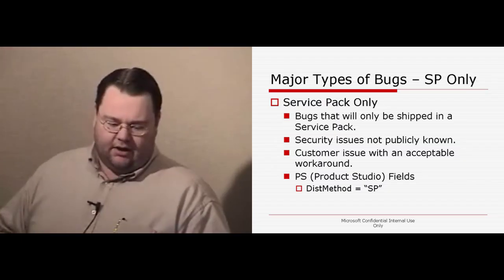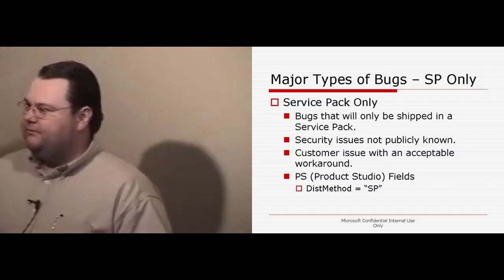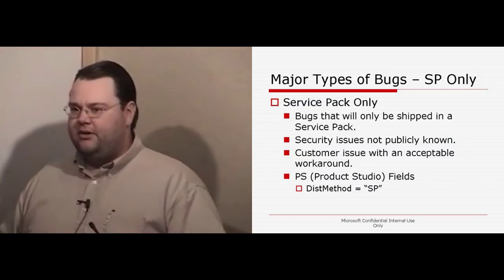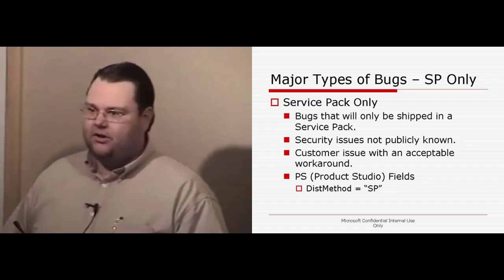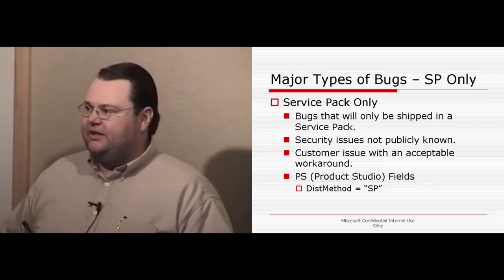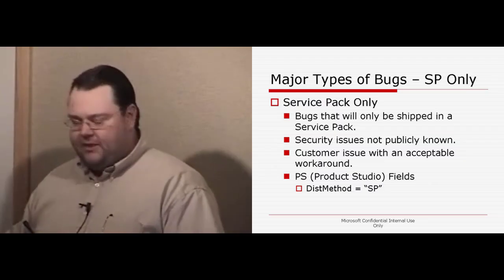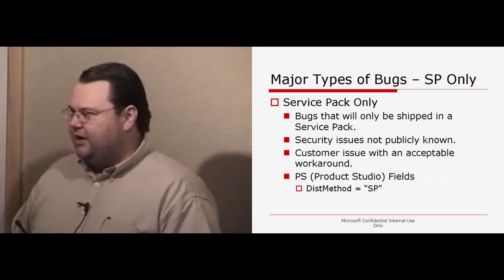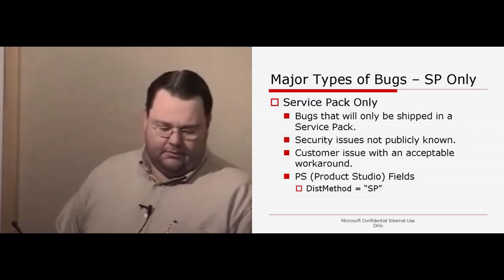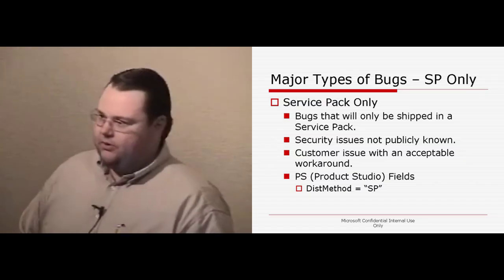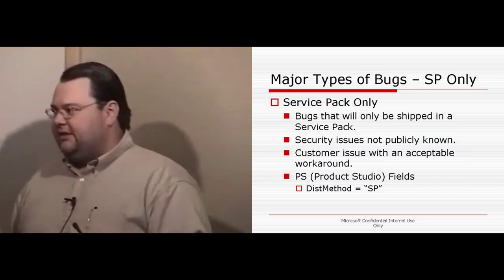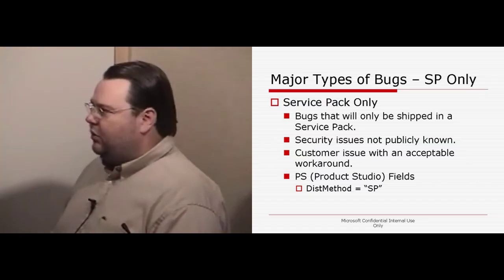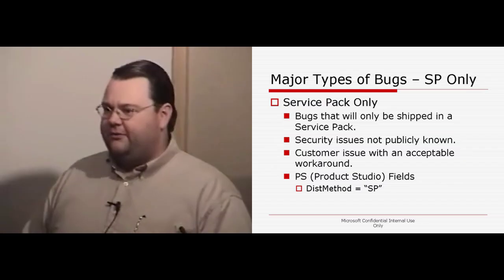So these are, if they are security bugs, then they're not publicly known. They're a security exploit that we found internally that we don't feel is going to go public, so we'll put it in the service pack. Or they're non-security bugs, something that hasn't been reported by a customer, or if it is a customer issue, it's limited to a very small subset of customers and they've got an acceptable workaround, so they don't need it right away. They're fine with it waiting.